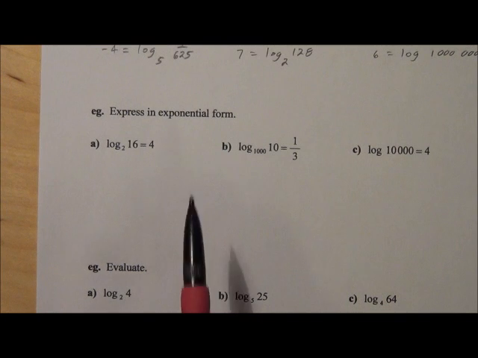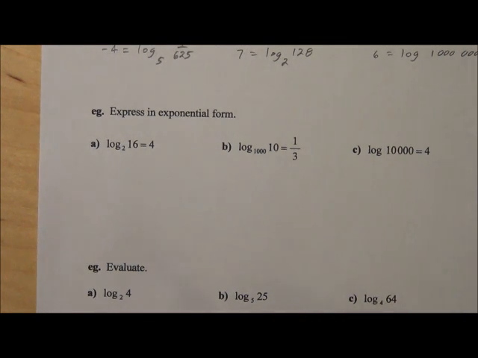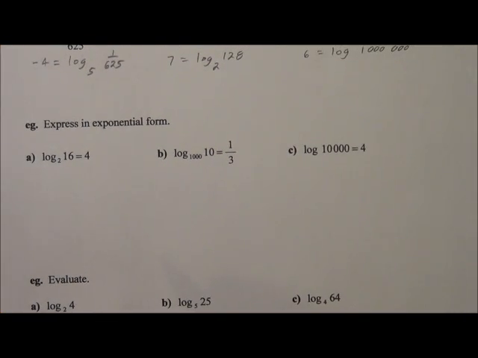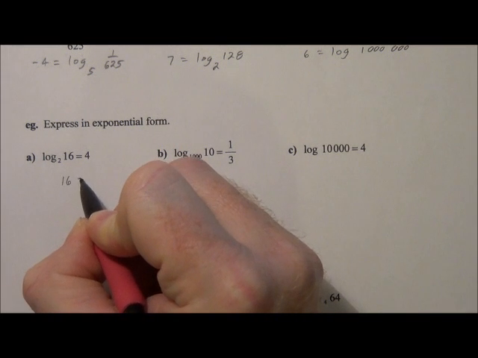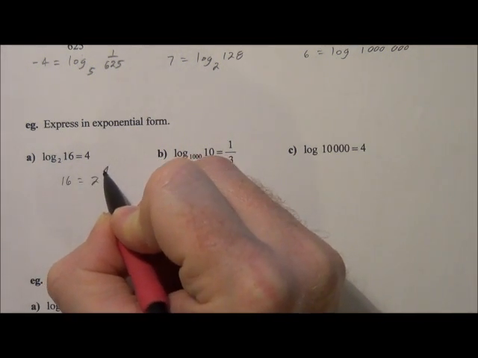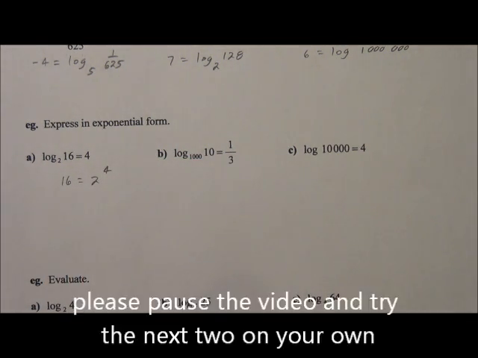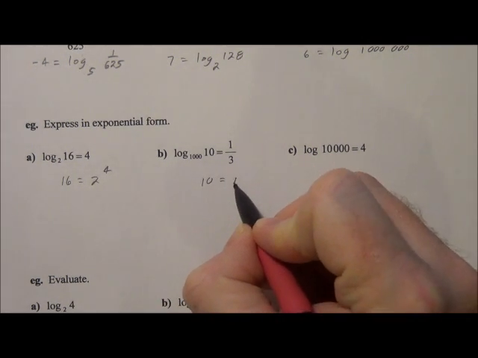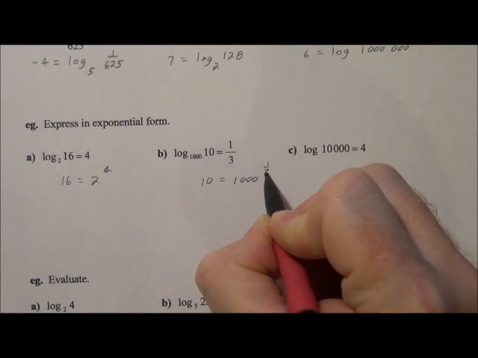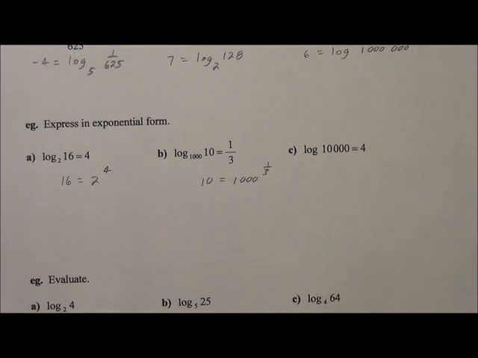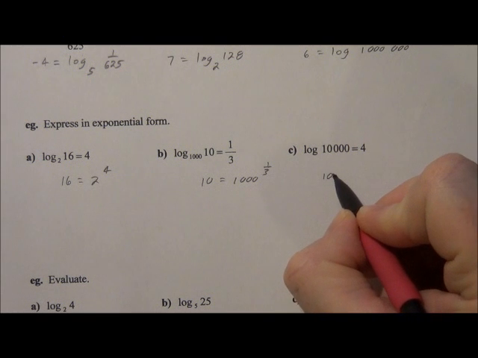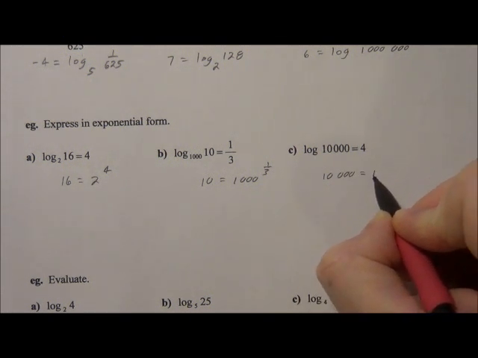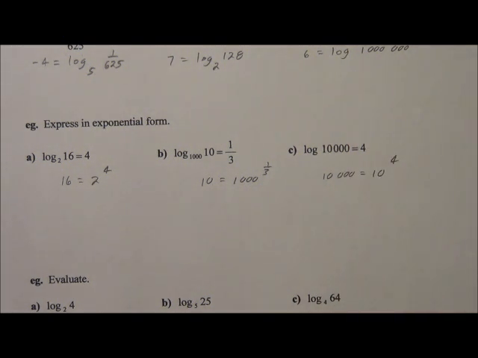Now we move along to expressing these in exponential form. So again, just rewriting them. Okay, so we've got the result equals the base to the exponent. The result equals the base to the exponent. And again, the base to the power 4.